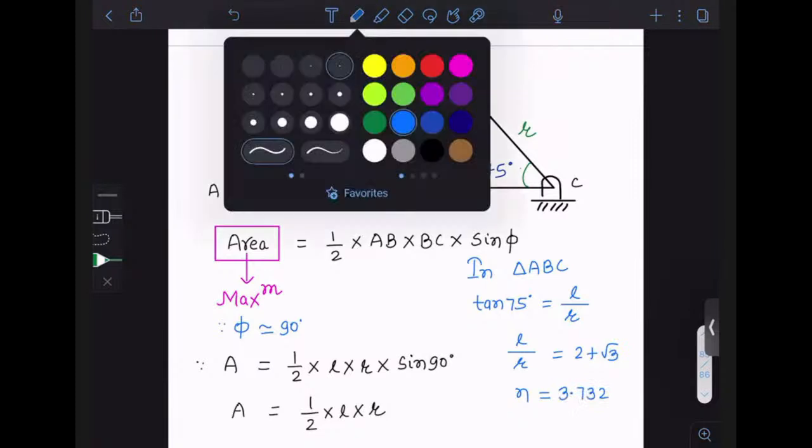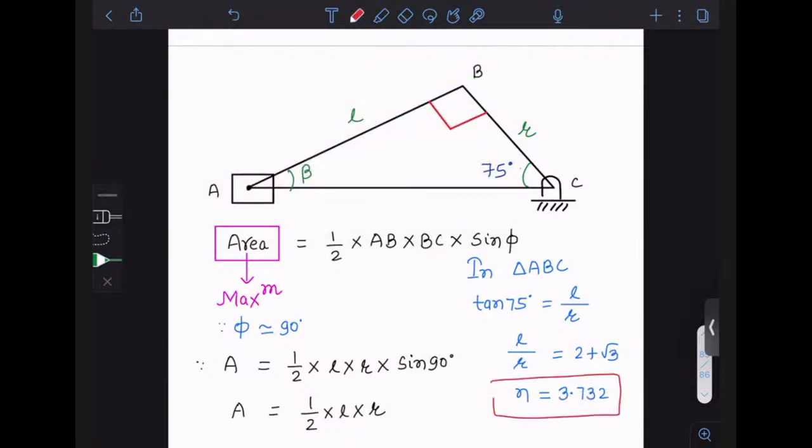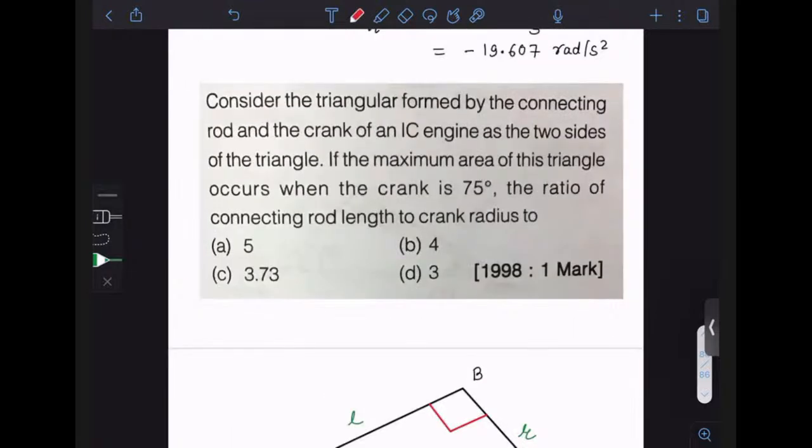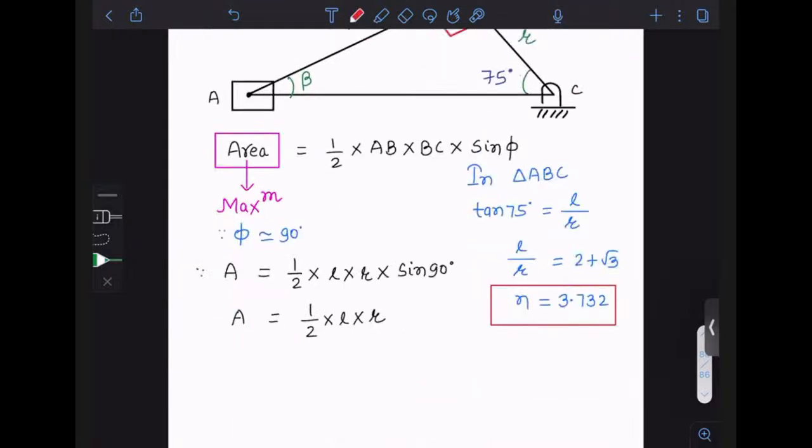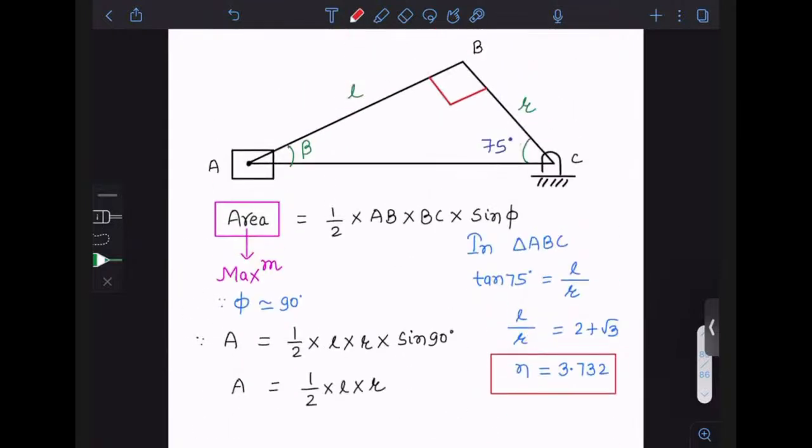Correct? Going to be the right answer. So here C is the right answer. I hope this explanation is clear, everyone. So please note down this, and then after that, everyone solve this problem.